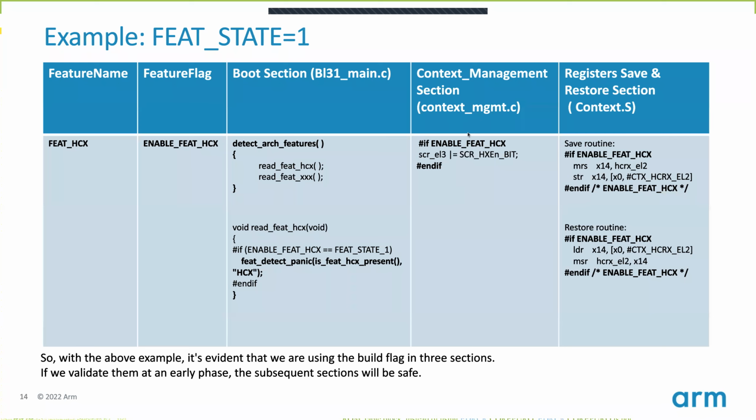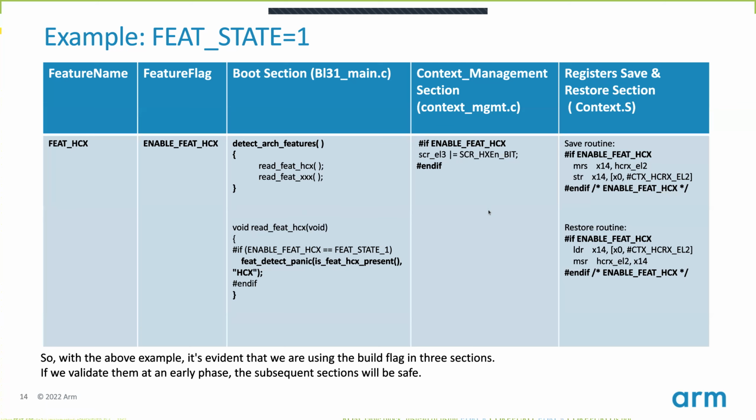If you look here during the context management phase, since this macro has already been verified and validated, we will enable the feature here, and during restore routines. Earlier we were using the architectural versions to access the registers. Right now we are using the feature-specific build flags to provide controlled access to these registers, both saving as well as restoring. So it is very evident that you are using these build flags in all 3 sections. Getting it validated in an early phase is always an advantage, and that's what we are doing here.